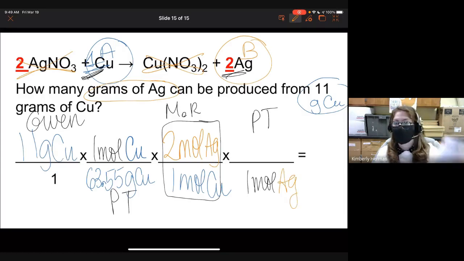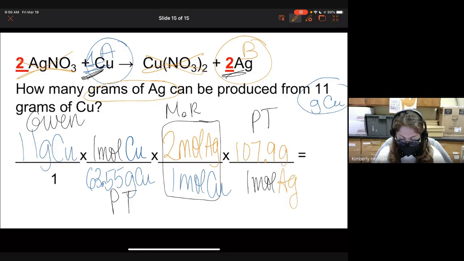So now we need our handy dandy periodic table. So if we find Ag, we're going to have 107.9 grams of Ag. Now we made it to the end, so we're going to cancel out gram, gram, mole, mole, mole, mole. So now hopefully you have your handy dandy calculator ready to go. So we're going to multiply the top. That's 11 times 2 times 107.9. So for the top, I have 2373.8. And then I'm going to multiply the bottom, which ends up just being 63.55.